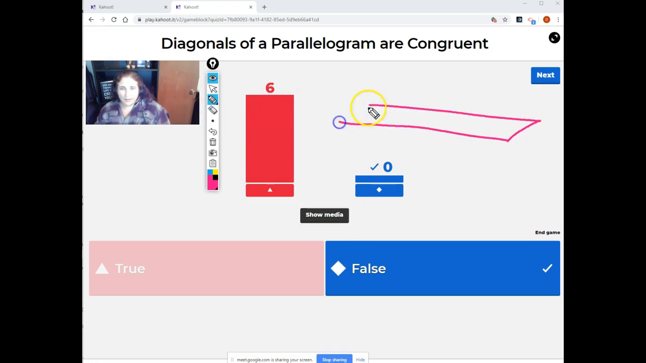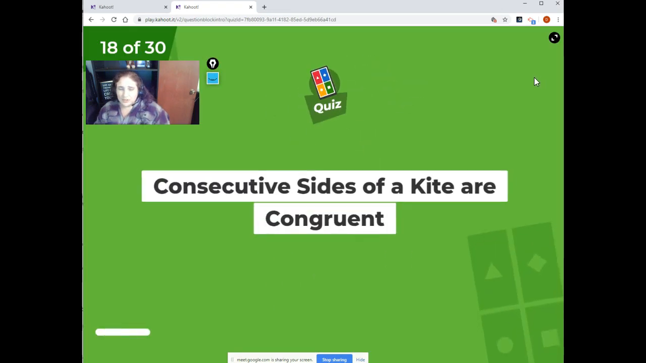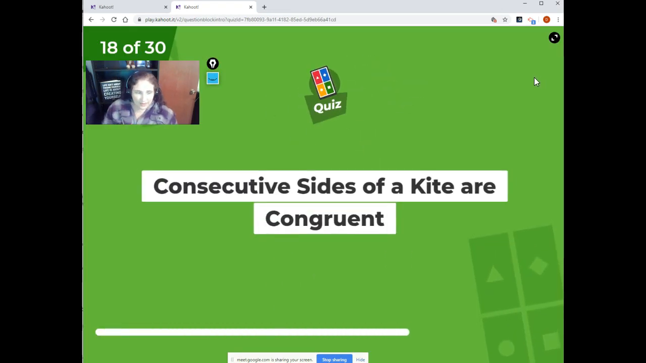If we had a parallelogram like this, clearly this one and this one don't match up. I didn't do a good job drawing it, but that's what I'm trying to tell you. So let's just do 2 more questions and then we'll end for the night.